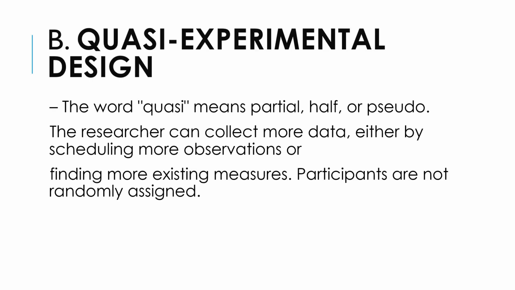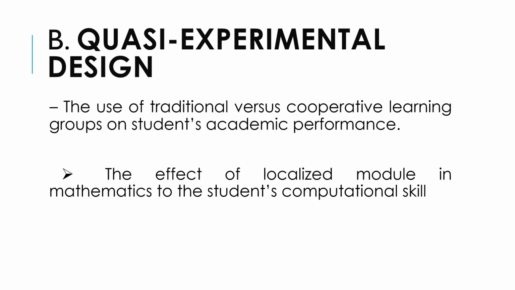Another one is the quasi-experimental research. The word quasi means partial or half or pseudo. The researcher can collect more data either by scheduling more observations or finding more existing measures. Participants are not randomly assigned. So it is similar to true experimental research design, but the difference is that participants are not randomly assigned. We do not know which is the treatment group and the control group, but we observe them.